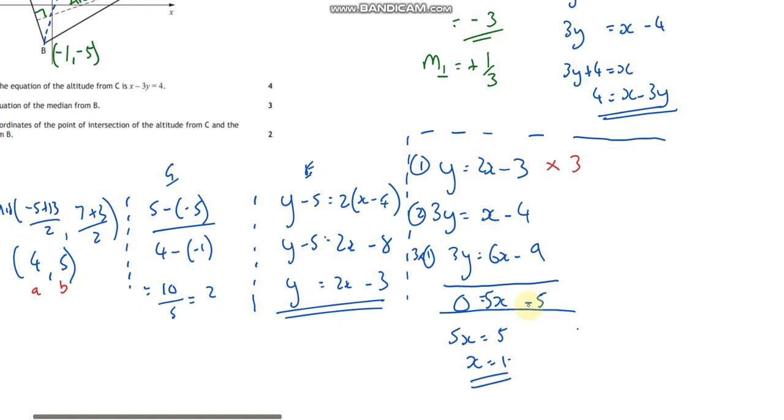And if you sub that into the other equation, you should then find also that y, say that 3y is equal to 1 take away 4, let's sub it in, we'll get 3y is -3. So y is -1. So that's your coordinate for your intersection, 1 and -1.